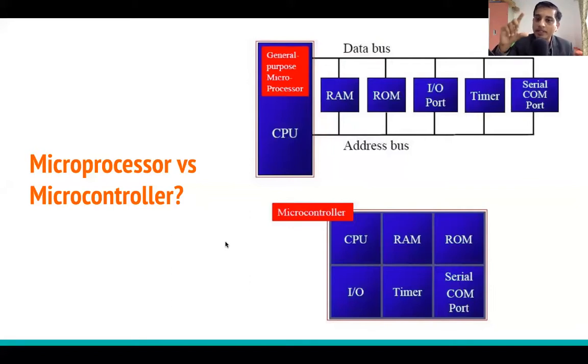Okay, so if you purchase one IC, that IC contains the CPU, that IC contains RAM, that IC contains ROM, that IC even contains IO ports, timers, and it also supports the serial COM ports. Now a modern microcontroller has more advantages than just these six. It has the ADC, it has the DAC, some PWM capability, more things have been added in an advanced microcontroller.